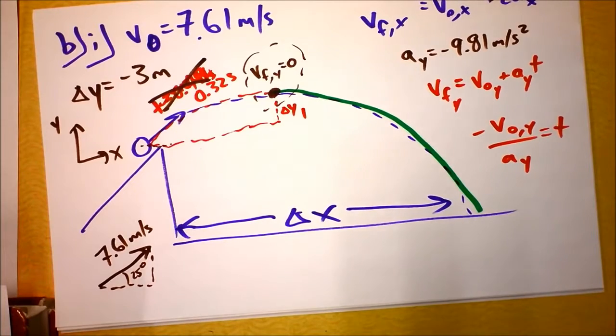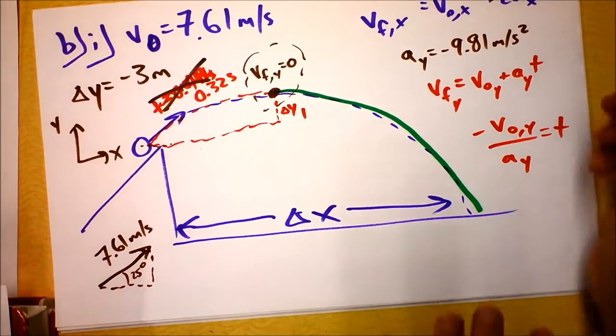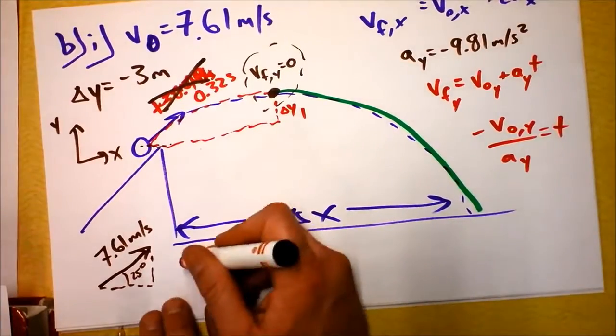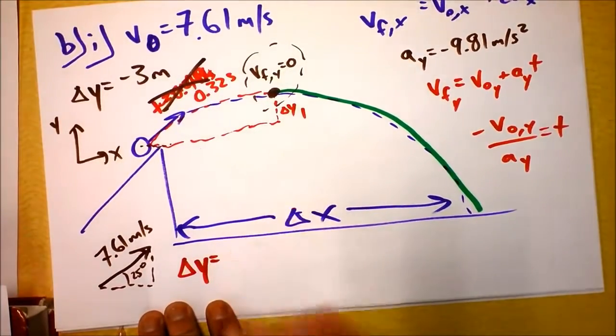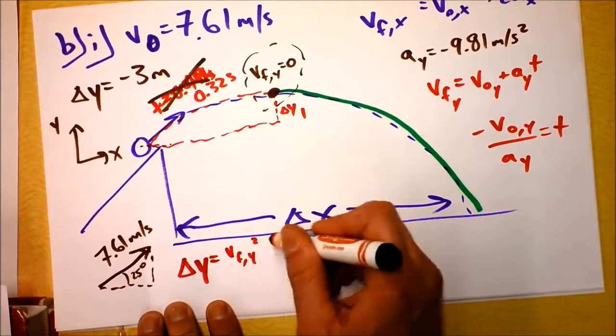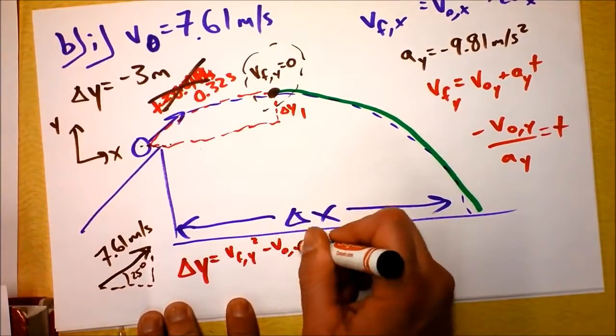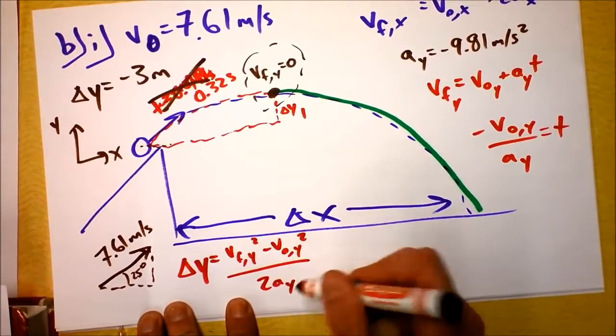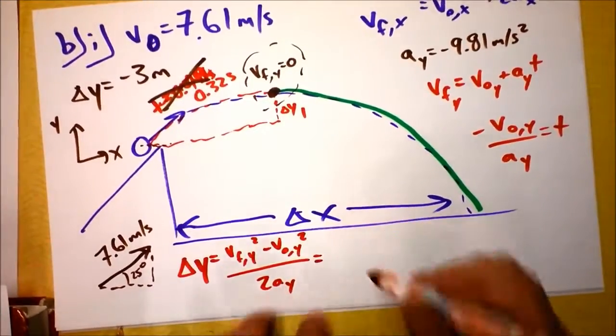Can you use Taylor squares for that too? I know the acceleration in the y direction and the initial velocity. Totally could. All right, good. So I would get delta y equals, what am I going to get? V final in the y direction squared minus v initial in the y direction squared, divided by 2 times the acceleration in the y direction? Yes. All right, what do you get?